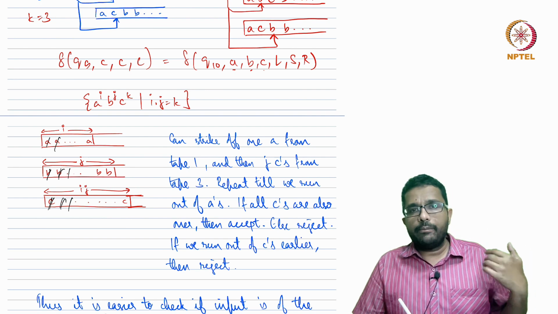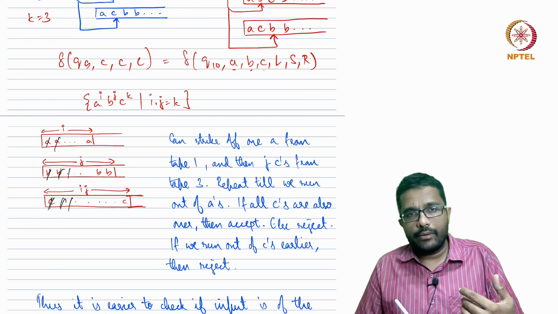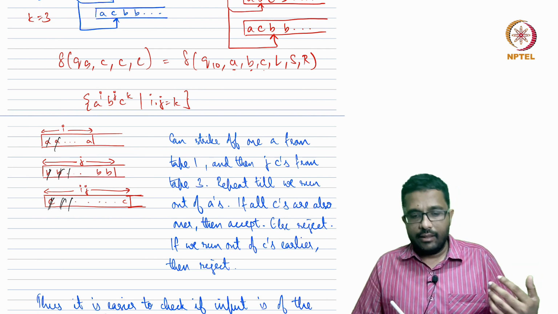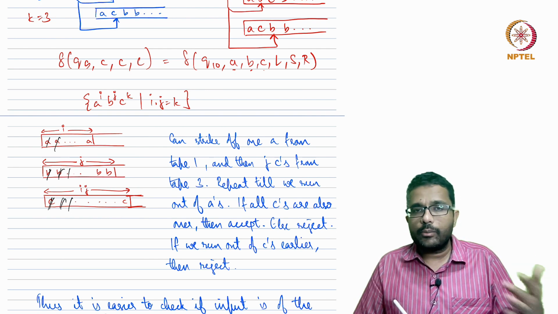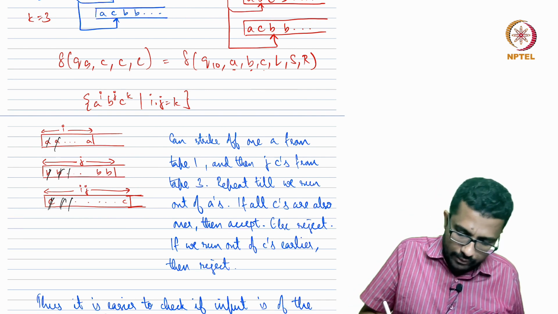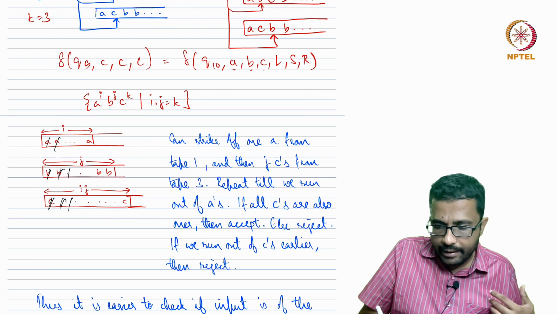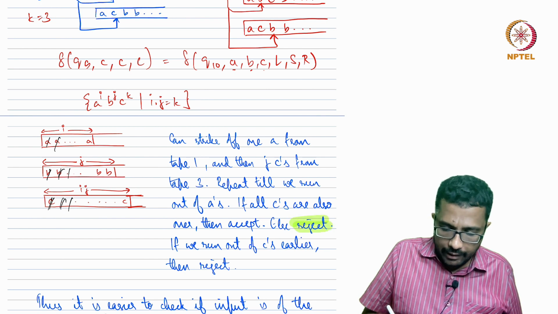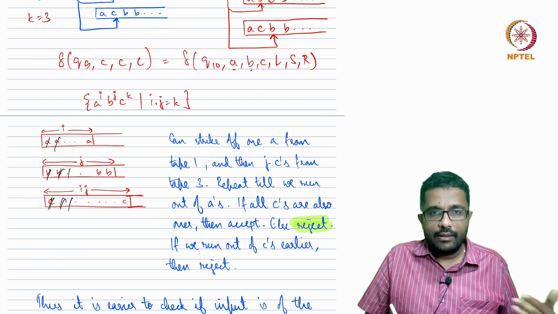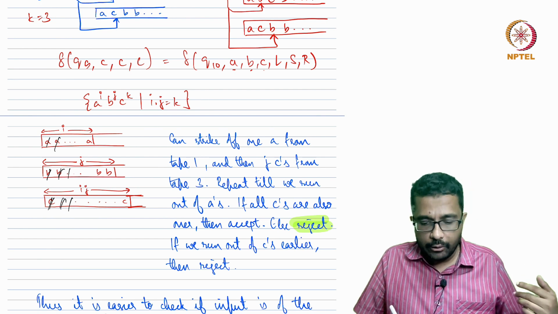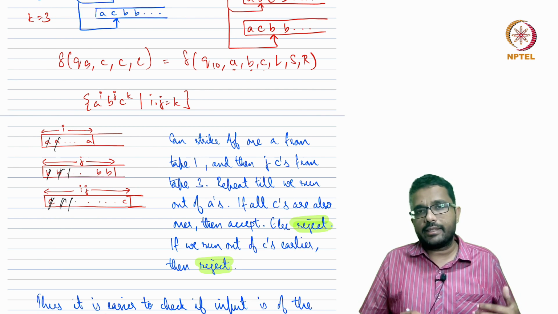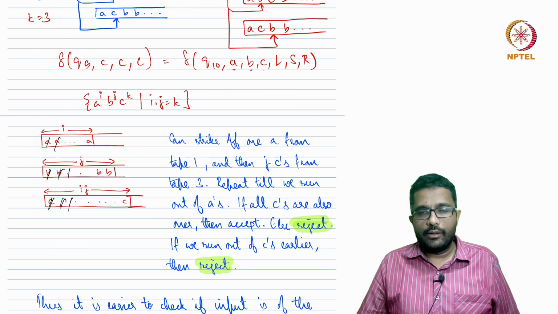And if at any point B's remain but C's do not remain, we reject. If at any point B's are struck out but C's remain, or if everything else is struck out but C's remain, even then we reject. Right? So these are the two cases where we reject. If at the end C's are remaining, you reject. And if we have struck off B but we are looking for C's that are not there, even then you reject. Otherwise, if everything matches up at the end, you accept.